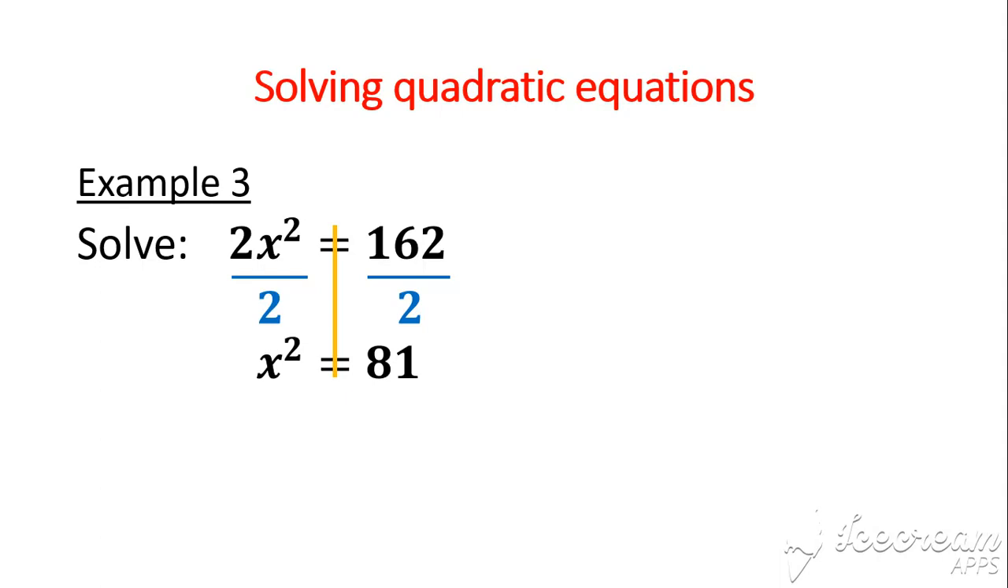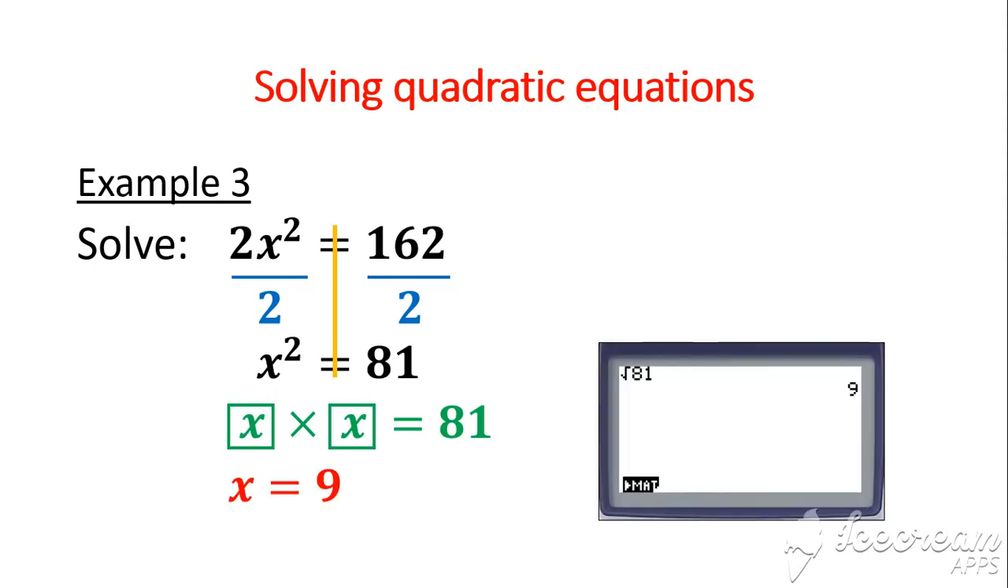And this is similar to the last problem. Something times something is 81. So the 2 answers are 9 and negative 9. Remember, 9 times 9 is 81, and negative 9 times negative 9 is 81. So, key thing here, when we're solving quadratics, and you recognize it's a quadratic because the highest power will be an x squared, when you're solving quadratics, we're always looking for 2 solutions.